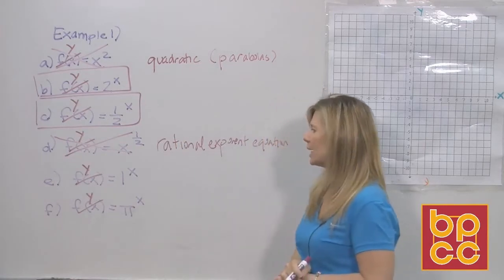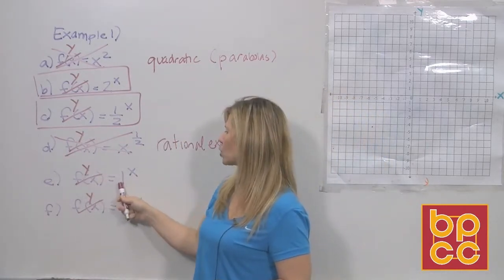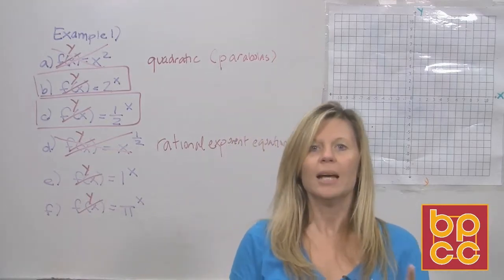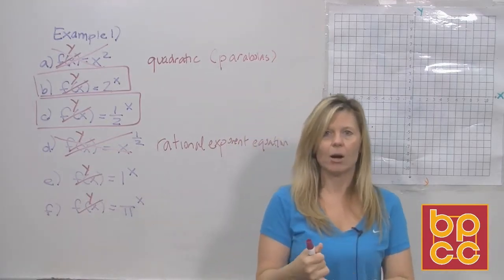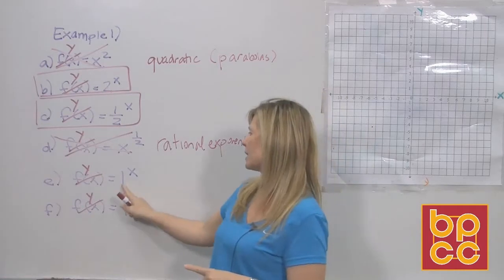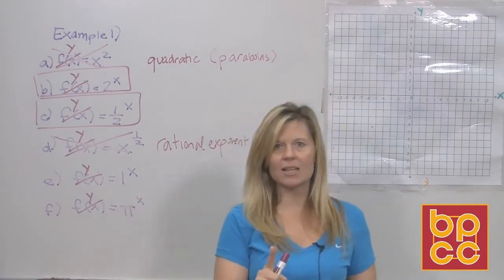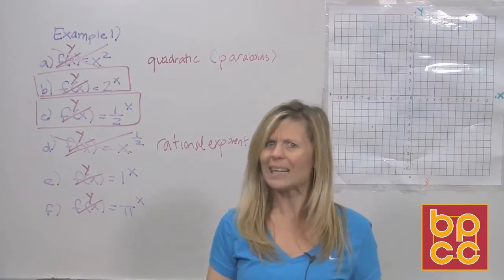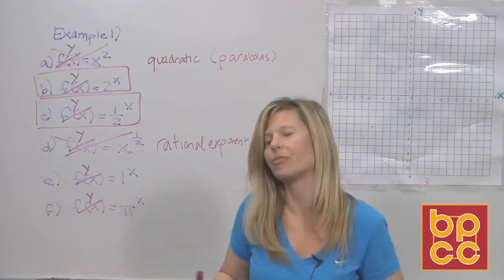All right, let's go to E. Y equals 1 to the x. Does it fit our definition of exponential? Is our base a positive number? Well, yes, it is. But our definition says the base cannot be the number 1. Now you're going to say, why can't it be the number 1? Well, let's think about this.